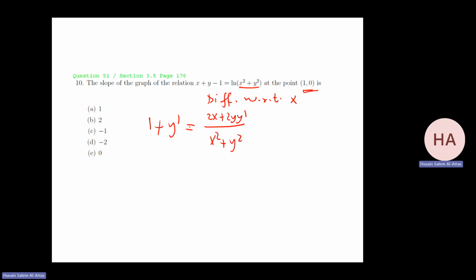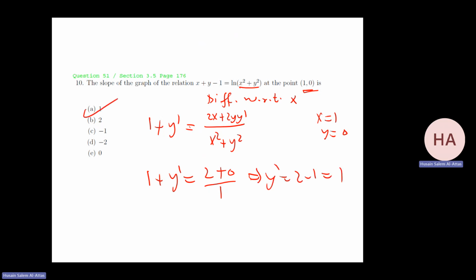Put the point x equals 1, y equals 0. You have what? 1 plus y prime equals, x equal 1, that will be 2, this is 0 over 1. So y prime is 2 minus 1, which is 1. That will be the slope.